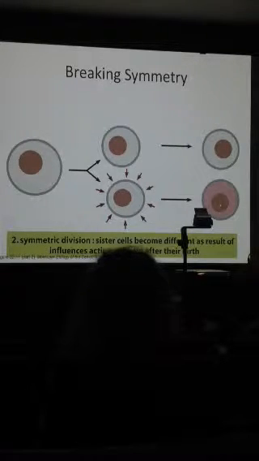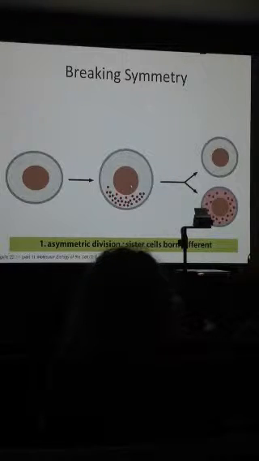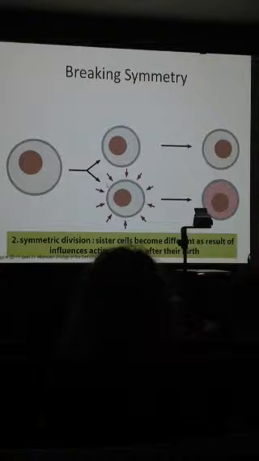How you do that, whether it's because there is some sort of intrinsic difference between the two daughter cells, or whether one daughter cell is in a different environment than the other one, you still end up with the same thing happening. Any questions about that? Yeah?